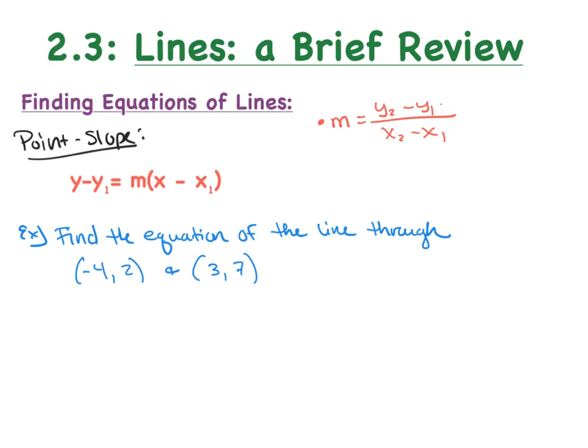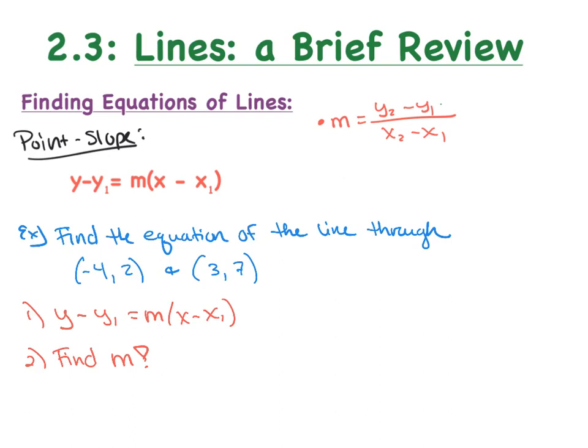Okay, so when we find the equation of the line through these points, the first thing you want to do is write down your y minus y1 equals m times x minus x1. It's your starting place, and it's also what we're going to plug everything into. The second thing you want to do right away is always find your slope.